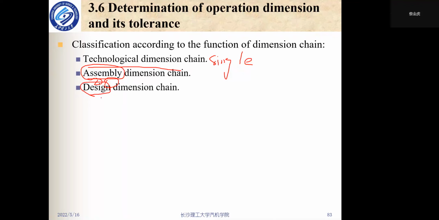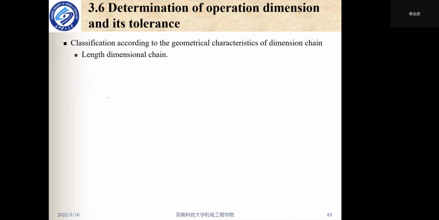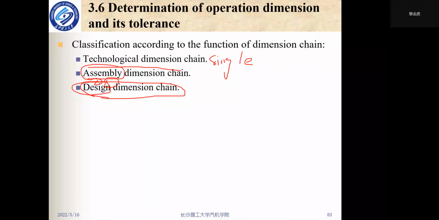The design dimension chain is formed in the design process. Laoshi, sorry, can you repeat the last one that you said? It's formed by some related dimensions in a part design. Okay, I will repeat the design dimension chain again.